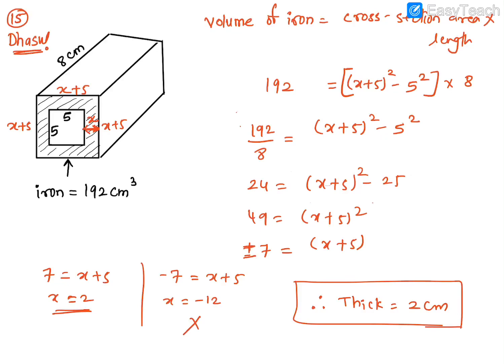Okay. Next problem, number 16. So 4 identical cubes are joined end to end to form a cuboid, and if the total surface area of the resulting cuboid is 648, find the length of each cube. So basically we are using 4 cubes together to form one cuboid.